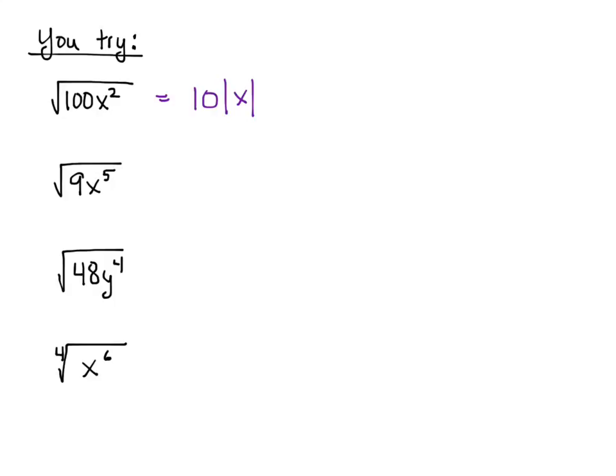If x was -3, then -3 squared is 9, so we would have 900. The square root of 900 would be 30, so we want to be sure we come out with a positive number there. What about the second one?